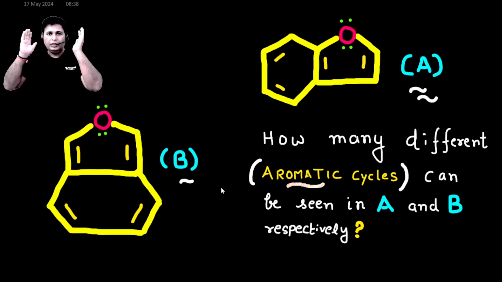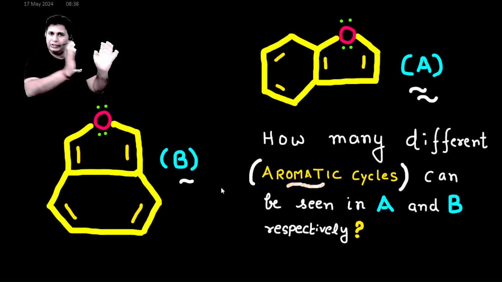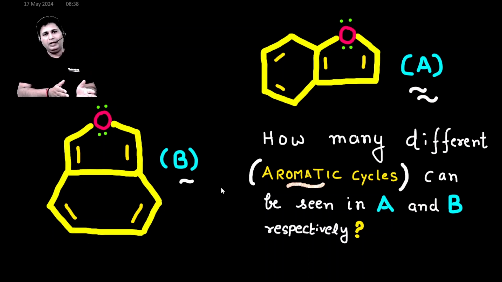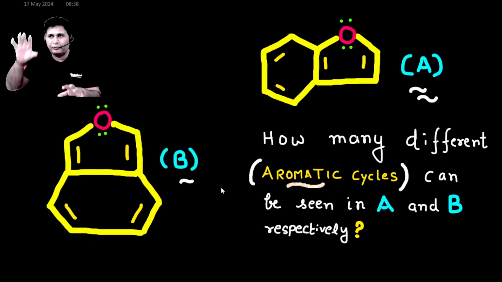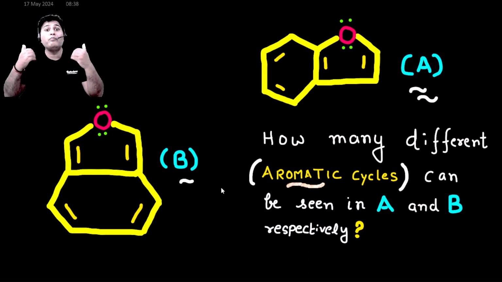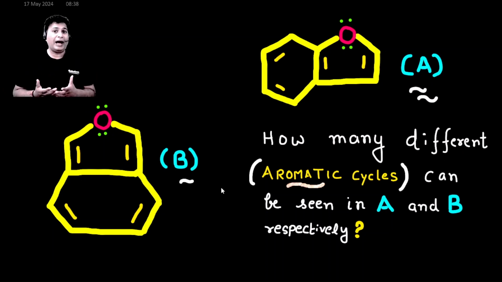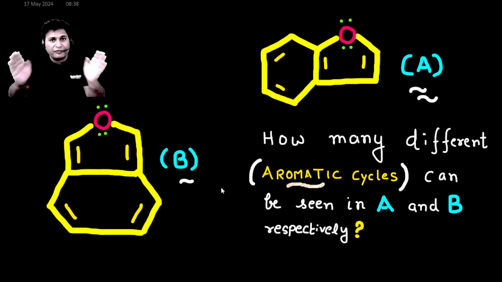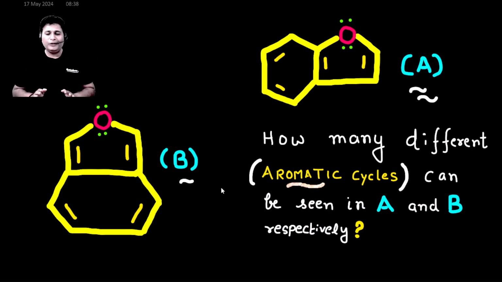You have to see compound A and compound B separately, and what you have to find is how many different aromatic cycles there are. For example, in A you figure out, okay, this is a cycle which is aromatic in nature. Again, you can find another cycle which is aromatic in nature, and you may find more cycles which are aromatic and all different from each other. So that you have to find in A and also in B.